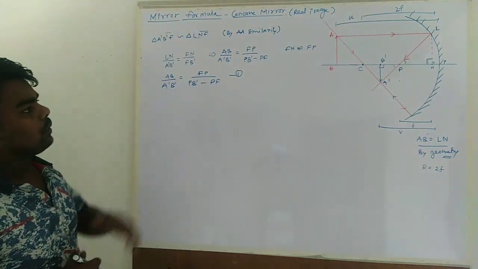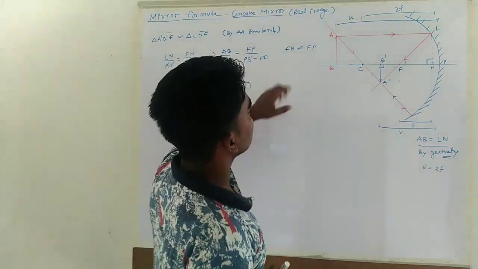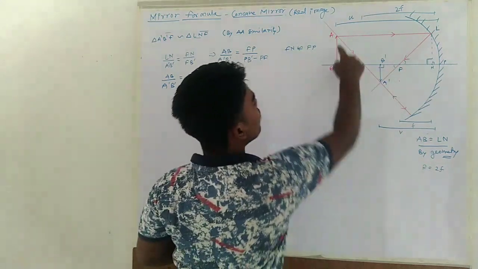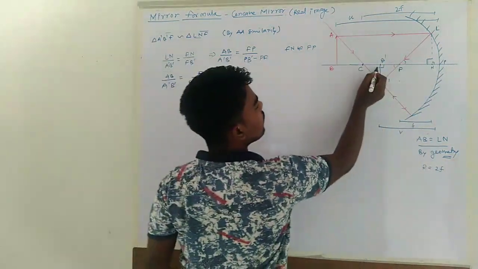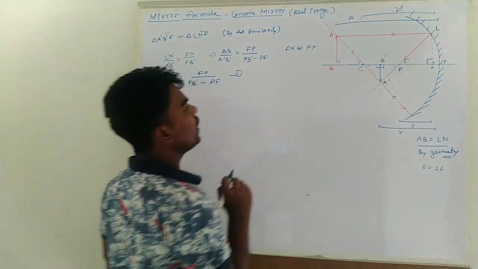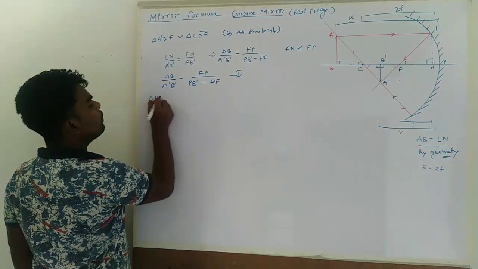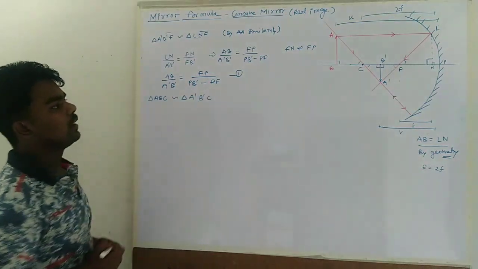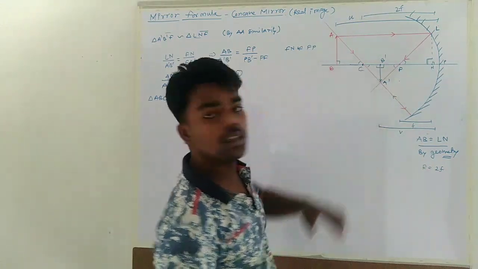Now leave it there. We will now use another triangle. Which triangle will we see? Let's say this triangle, ABC and A dash B dash C. These two triangles are also similar, because again this angle is of 90 degrees, this angle is of 90 degrees, and this angle and this angle are equal. So triangle ABC is also similar to triangle A dash B dash C.